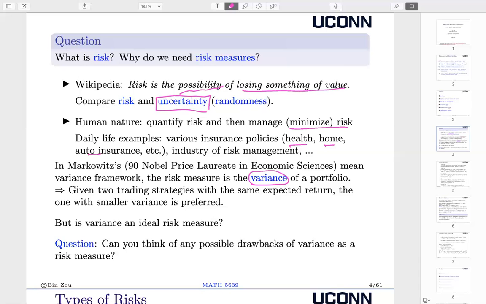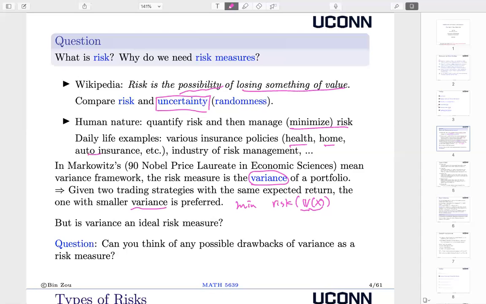So in that sense, we are trying to minimize risk. Okay, of course, in that case, risk is the variance of the portfolio return. Right? We're trying to minimize risk. But here we have a question. Is variance an ideal risk measure? Right? Of course, we can think of many drawbacks of variance.